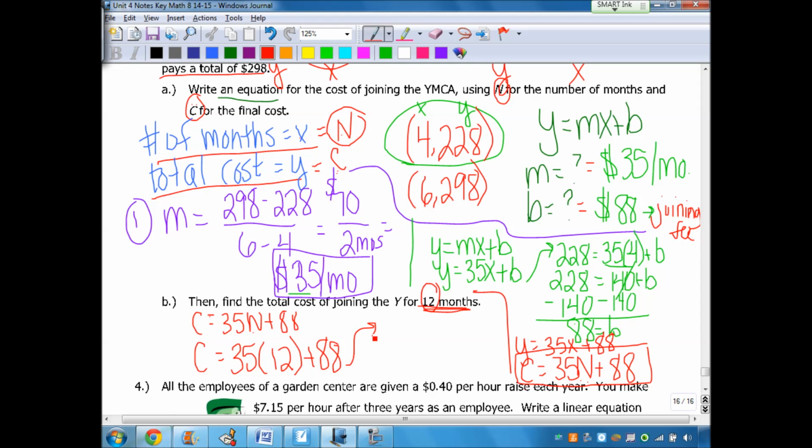Well, what is 35 times 12? Let's figure this out. If I have 35 times 12, your answer for that would end up being, let me just type it in, 420. So C equals 420 plus 88. So if you were to join the gym for 12 months, you'd pay $508.